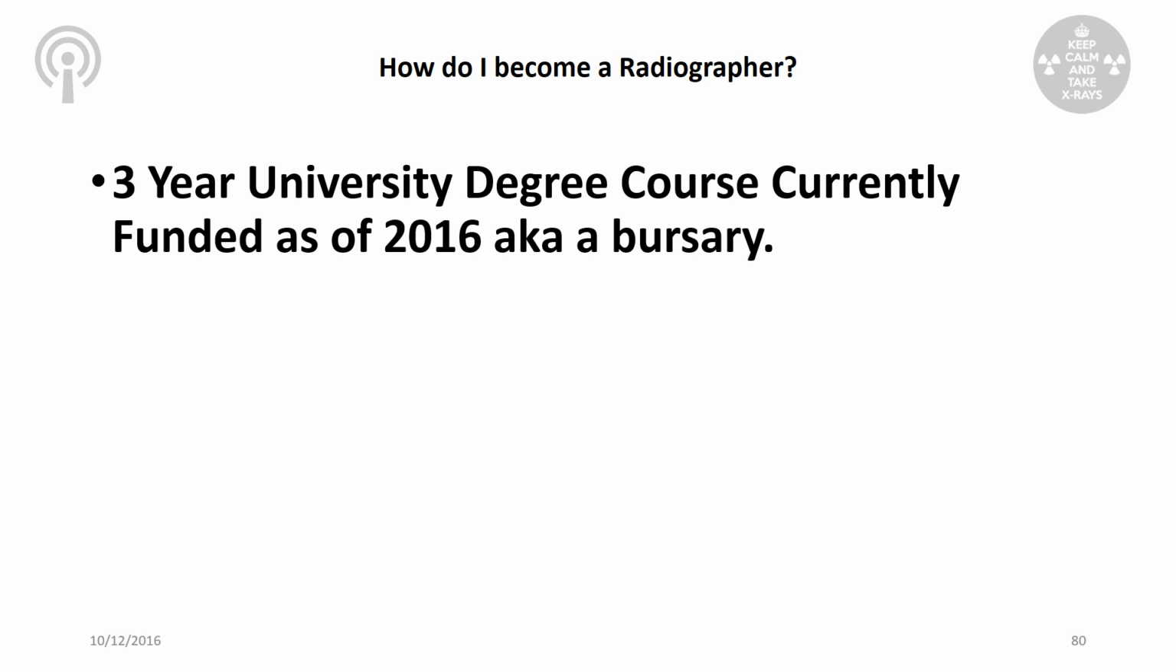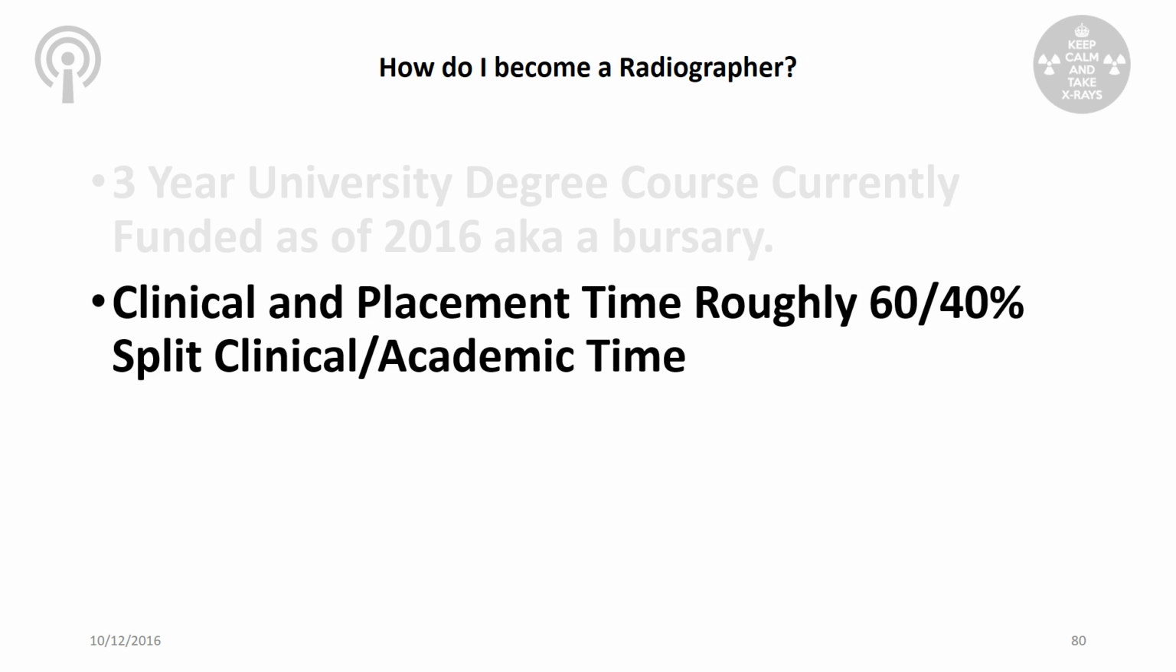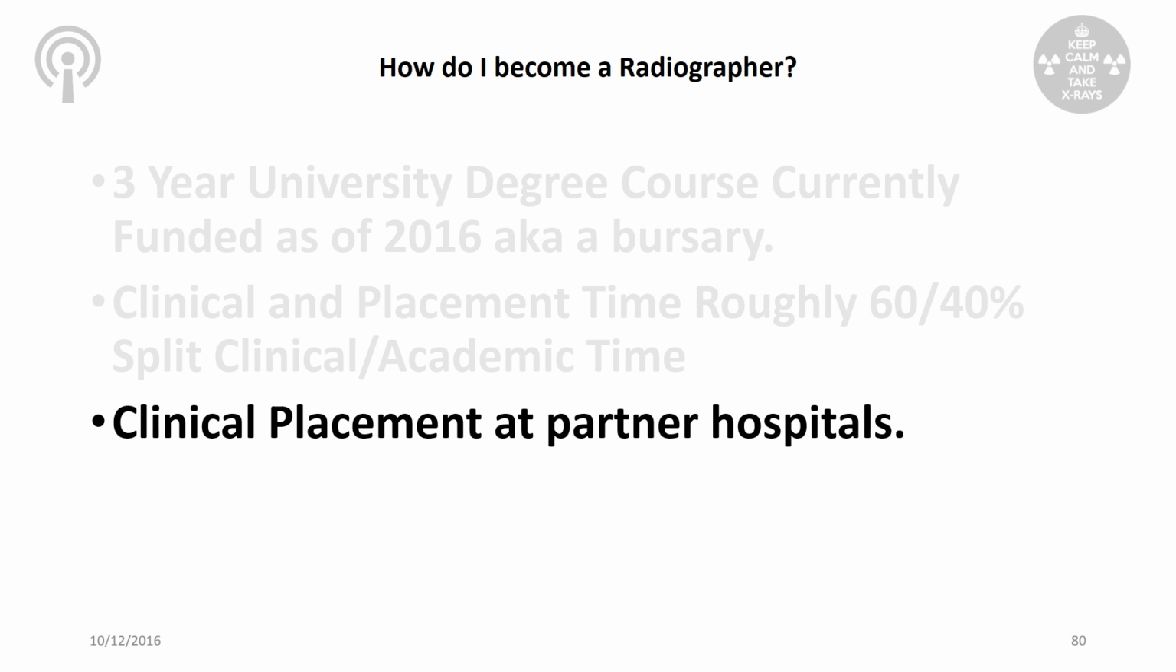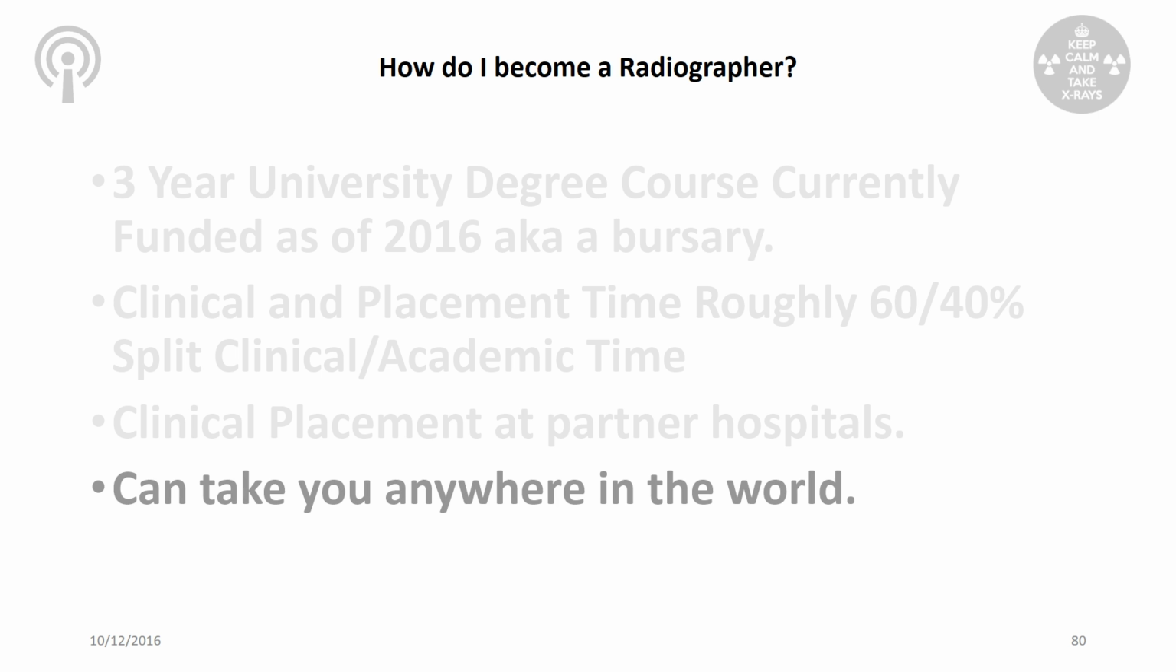The degree is usually split between clinical placement time and academic time, and it's usually a 60-40 split. You can do clinical placement at partner hospitals with your university, and it gives you an opportunity to go to different places, and it can pretty much take you anywhere in the world. By clinical placement, you go to a radiology department or a medical imaging department, and you practice radiography.